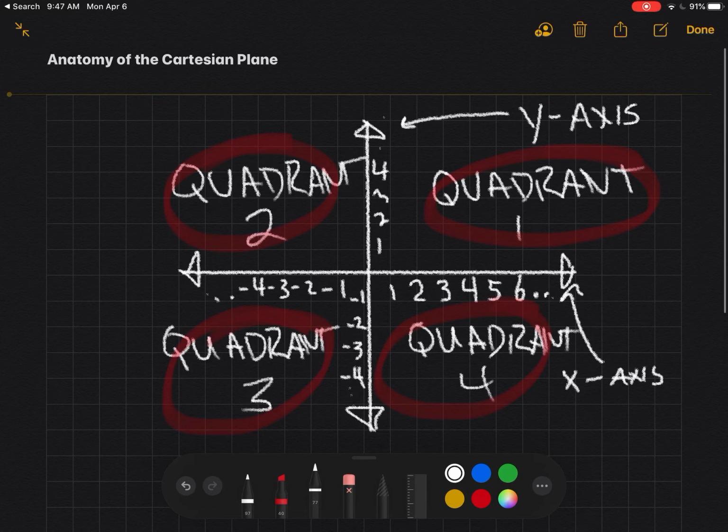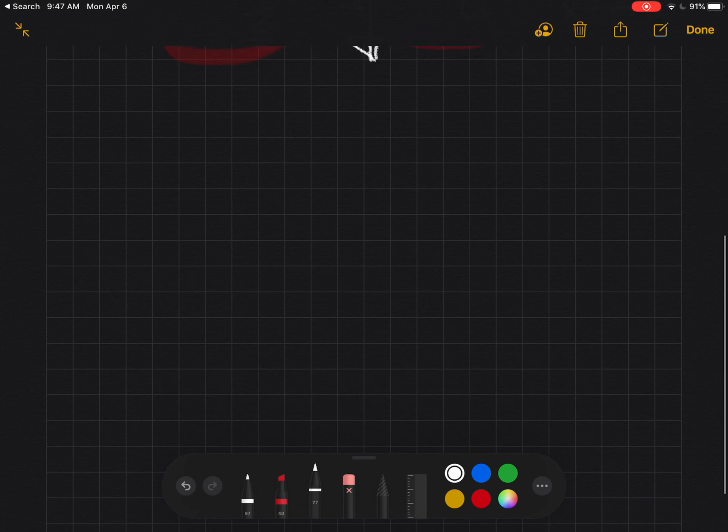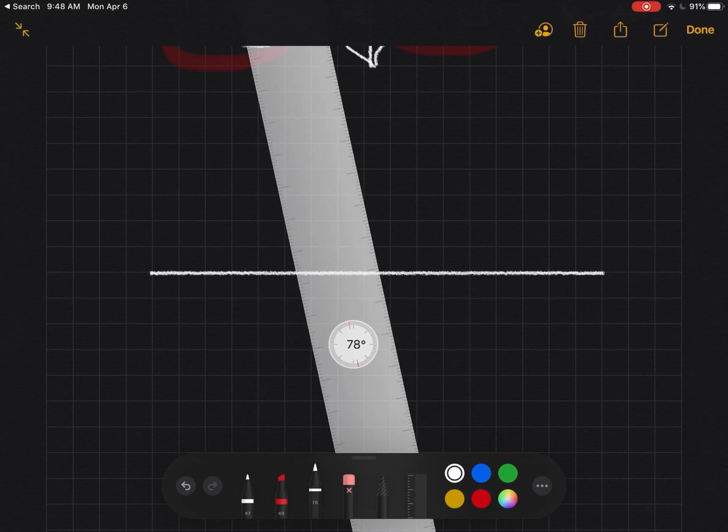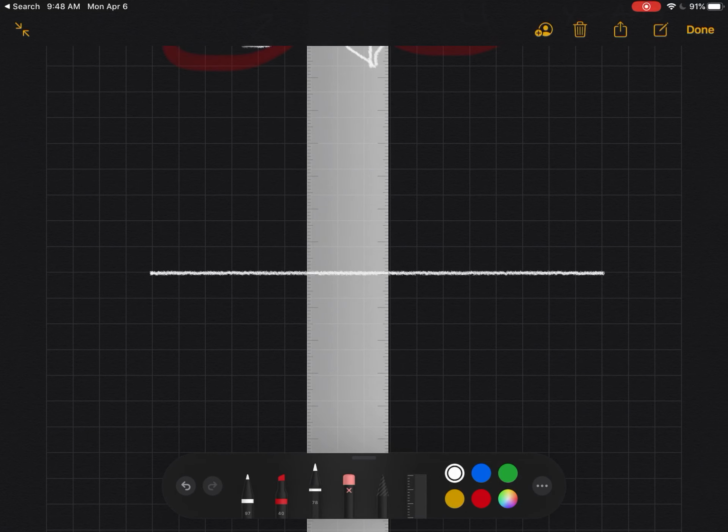The next thing I'm going to show you is how to plot points on our Cartesian plane. So let me draw us another one here. This ruler is actually helping me to do a much neater graph than I've probably ever done before. So that's something for today. That can be my win for today's online learning.